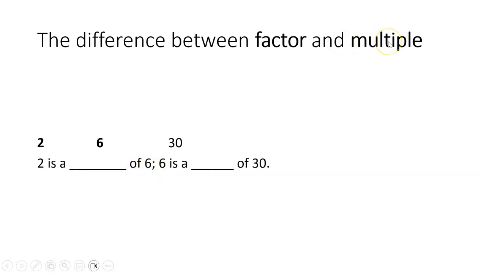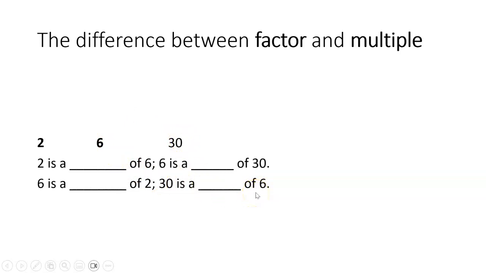But multiple is the other way around. For example, we can say 6 is a multiple of 2. So when we switch the numbers 2 and 6, we will call the bigger number 6 a multiple of 2. And the reason is because we can multiply 2 to get 6. So multiple comes from the word multiply. Same thing for 30, we say 30 is a multiple of 6 because when we multiply 6 by 5, we get 30. So 30 is a multiple of 6.